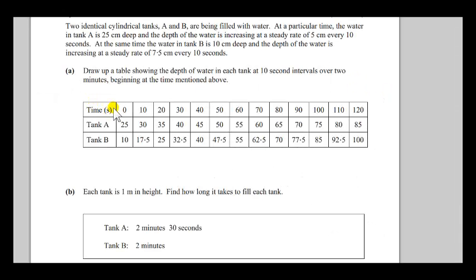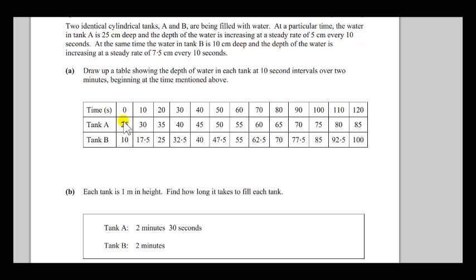Now, here we have a table showing the depth of water in each tank at 10-second intervals. The initial time is 0, and we just add on increments of size 10. We want to do this over 2 minutes, so we keep going until 2 minutes are covered. Well, 2 minutes is 120 seconds.